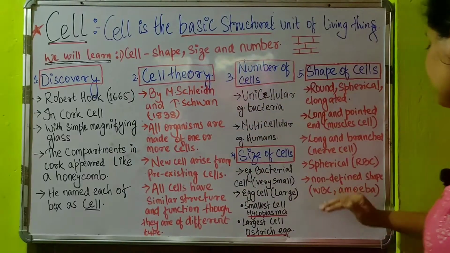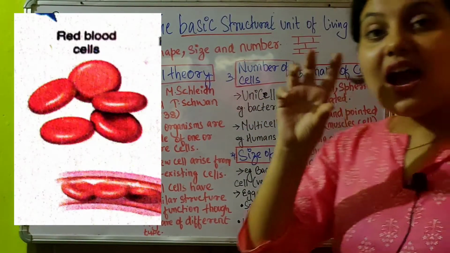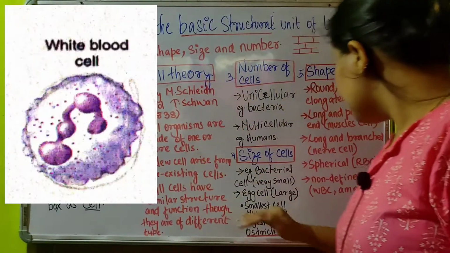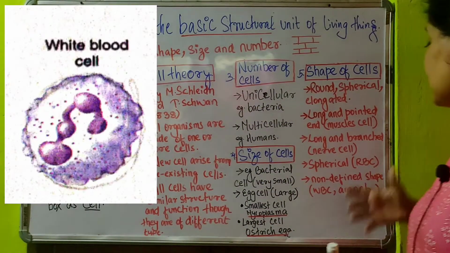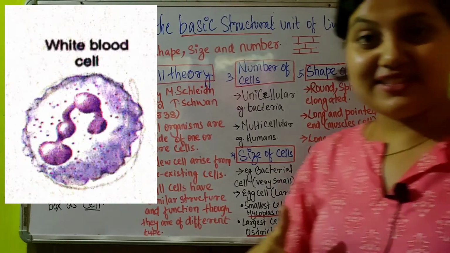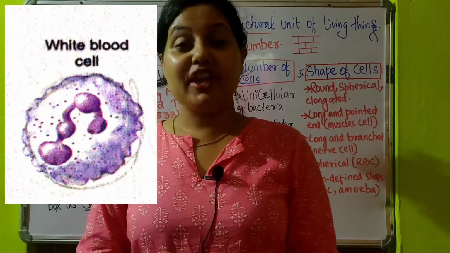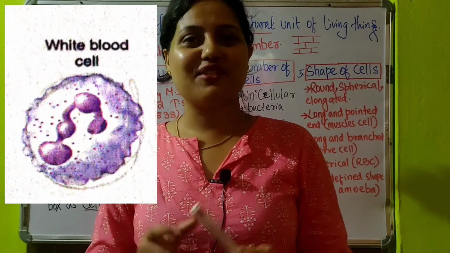Okay, and you see spherical, that is the RBC. They are spherical. And you see non-defined shape. Some cells have non-defined shape. Those are WBC and amoeba. Okay, amoeba also, their cell is not defined.